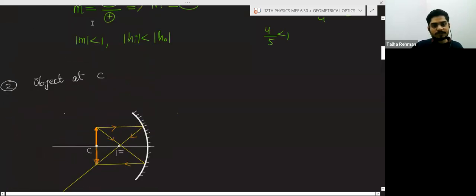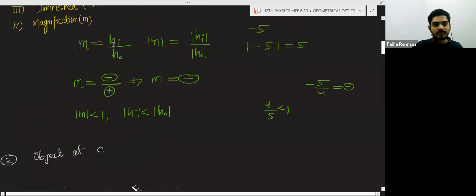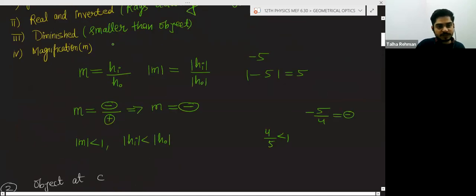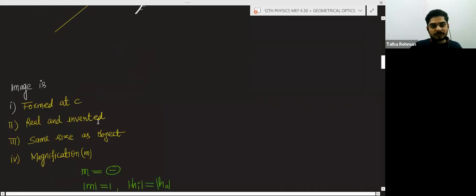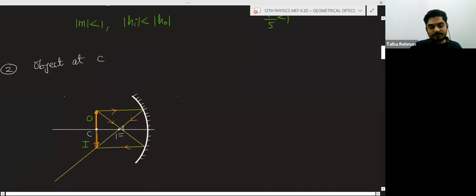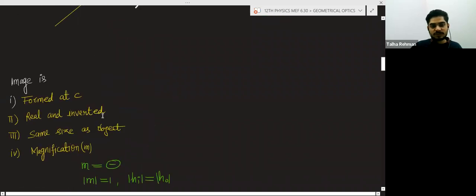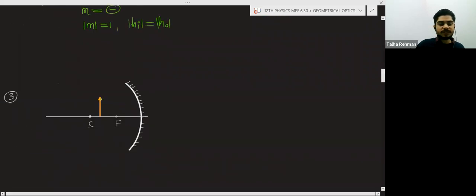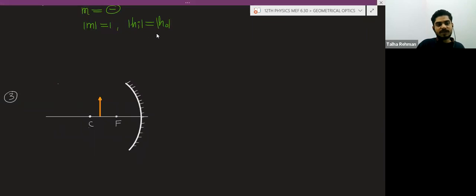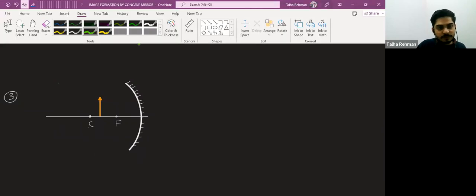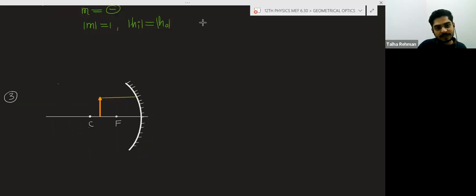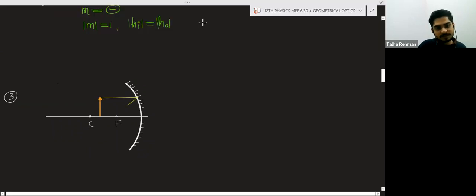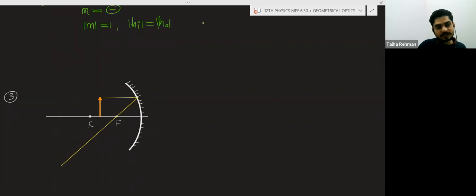Now we will place the object. Basically, this is the object here. This is the image. We will place the object between the center of curvature and focus, and we will see where the image will form. So the first ray is parallel like this, and it will pass through the focus after reflection.